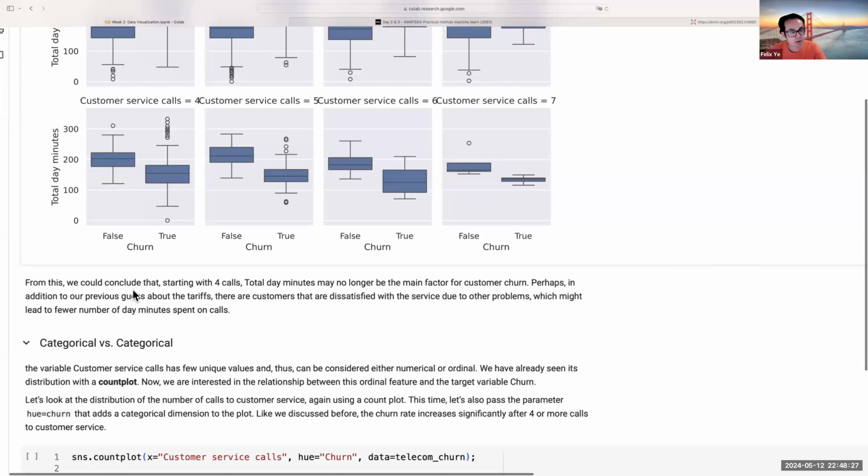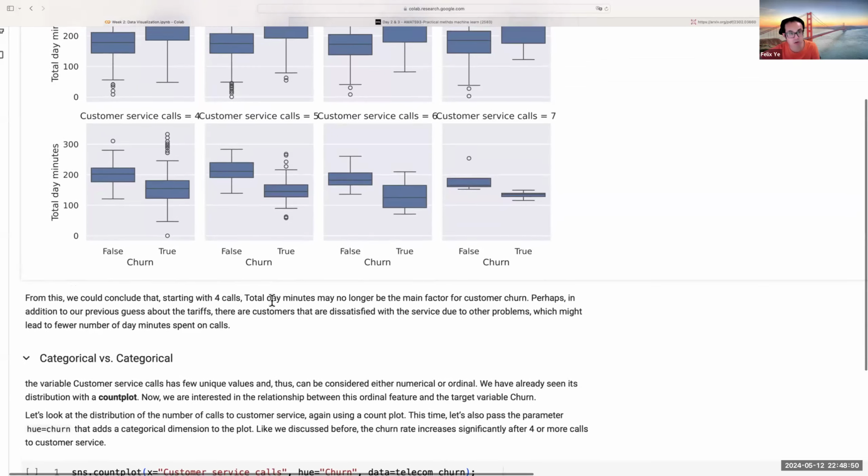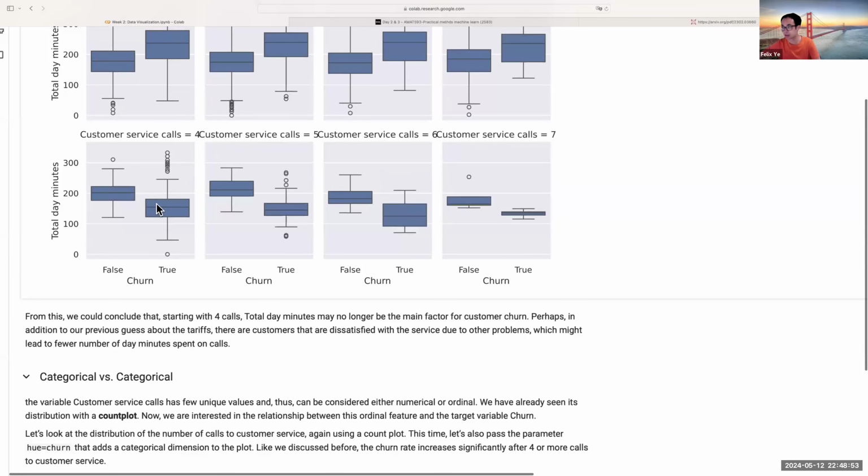So you can see from that, I'm starting with full cost. Total day minutes may not be longer than the mean for the customers who churn. Perhaps in addition to previous guesses, there are customers who are dissatisfied with the service due to other problems, which could lead to fewer day minutes spent on a call. They might not be satisfied with other things, even though they spend very few minutes here. There are other issues. That indicates people who are not satisfied with the service cancel it. It's not just because they use the service a lot and it's too expensive. It could be some other issues.